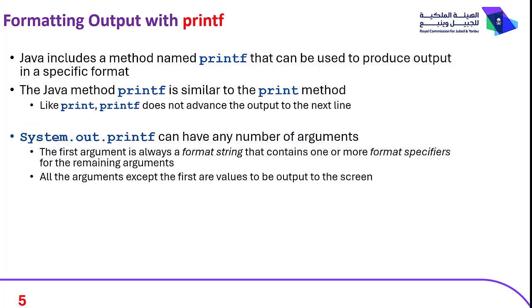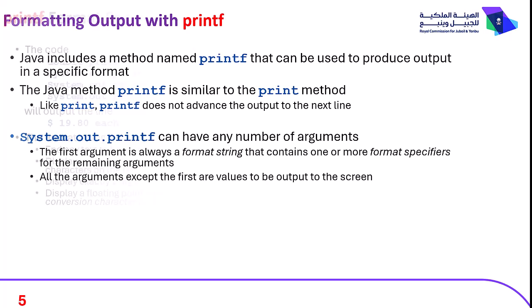For more precise control, Java provides the printf method. Like print, it does not automatically advance to the next line. It can take multiple arguments. The first is always a format string containing specifiers, and the following arguments are the values you wish to display.